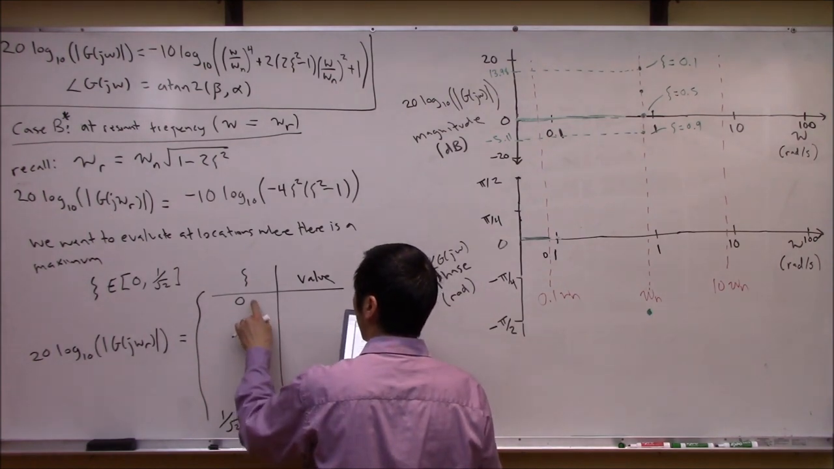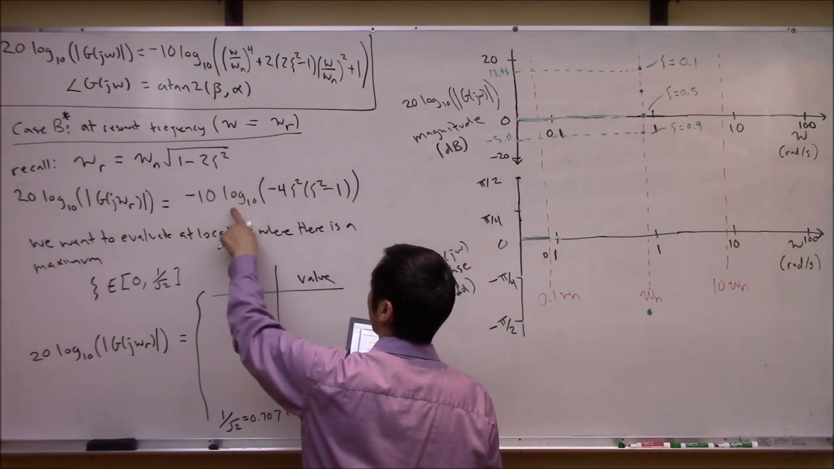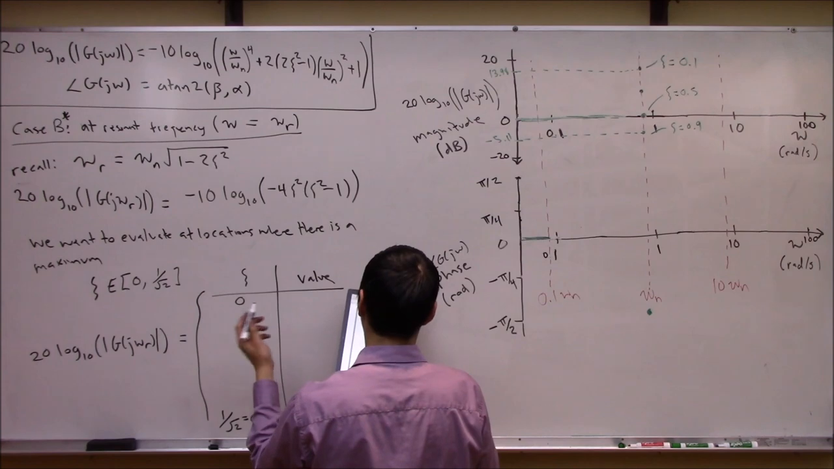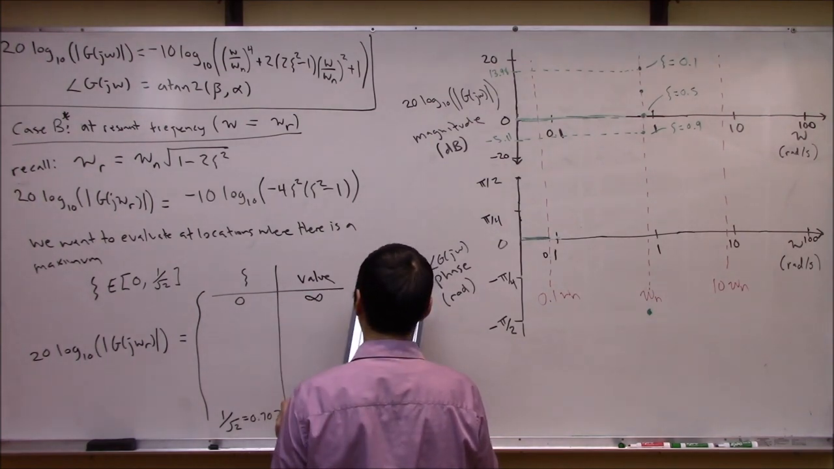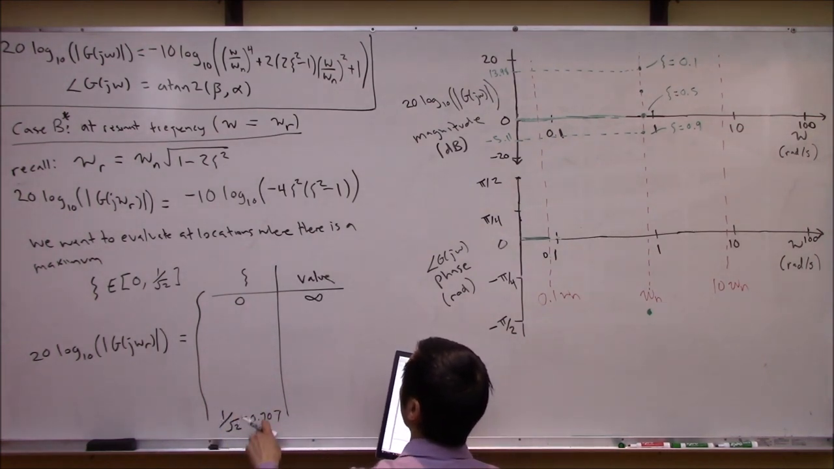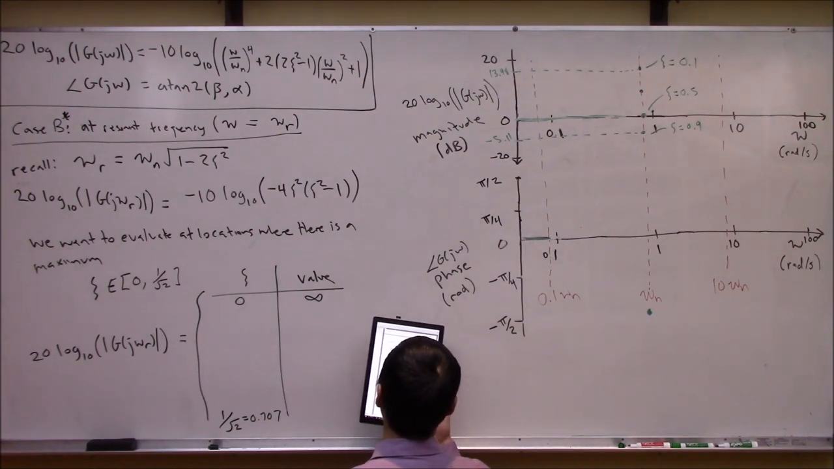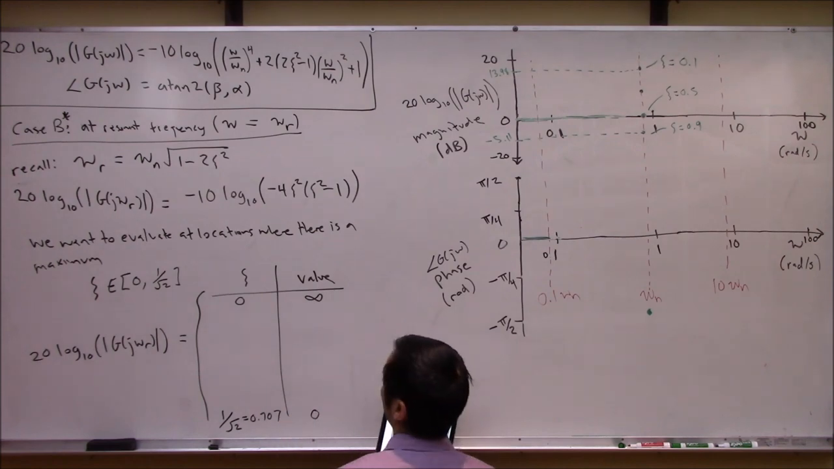Okay, so at 0, you plug 0 into this expression for zeta, you get minus 10 log base 10 of 0. This is basically infinite, so you would get infinity here. And then down here at 0.707, if you put 1 over root 2 into this whole expression, you would end up with 0. Okay? And now let's just fill out this table in between.